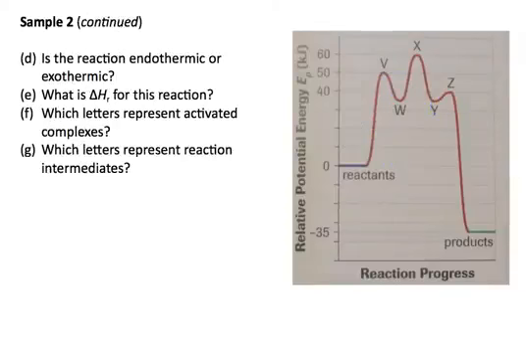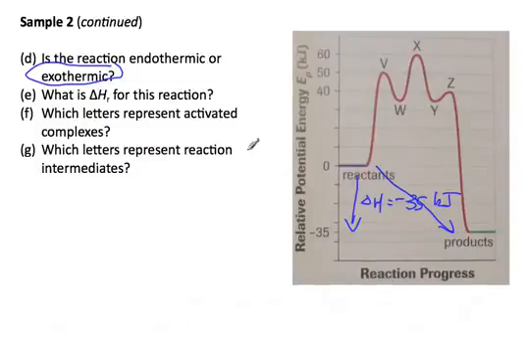So a couple other things. Is this reaction exothermic or endothermic? Well, we just have to look at reactants and products and the energy associated with these. And so the reactants are energetically higher, so less stable than the products. Therefore, this is an exothermic process. What is the delta H for this reaction? Well, there's the delta H, the amount of energy released. So delta H equals minus 35 kilojoules.